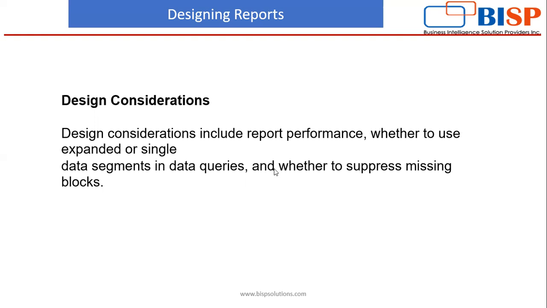And then data queries. In this we have expanded versus single data segments, and then suppressing missing blocks. By this I mean that we can suppress the missing blocks to improve the performance when rows or columns contain sparse dimensions. Suppressing missing blocks aids in suppressing missing data when a large number of rows, such as 90% or more, is suppressed. In that case, these things need to be taken into consideration while you are creating a report.